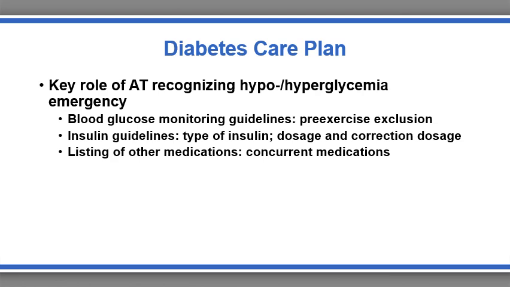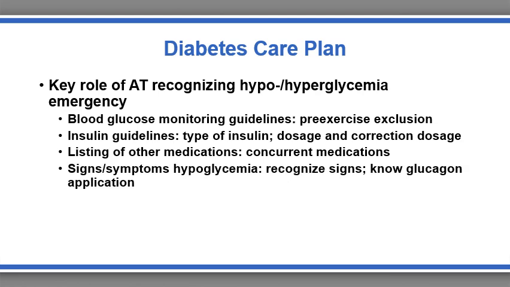Again, a list of other medications. We mentioned some of the drug-drug interactions. That's an important point to be mindful of so that the other medications don't interfere. And there are other medications that could also cause issues with blood glucose, so be mindful of that. Also know the signs and symptoms of hypoglycemia and recognize glucagon application.